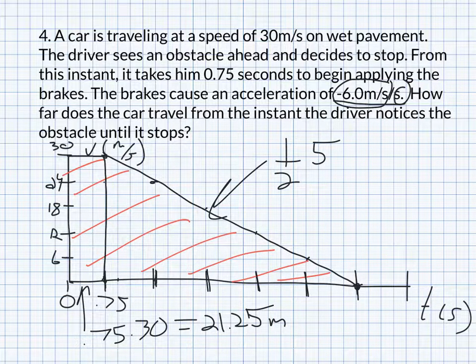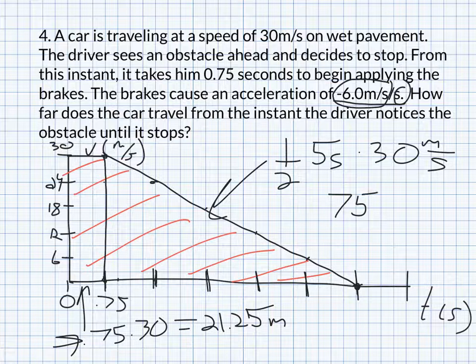And the height is 30 meters per second tall. I didn't do units down here. That's a bad example. Don't follow my bad example. Well, half of 30 is 15. 5 times 15 is 75. So I'll get a magnitude of 75. And I will get seconds canceling, and I will get meters.